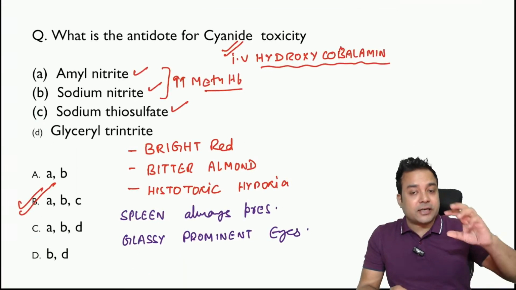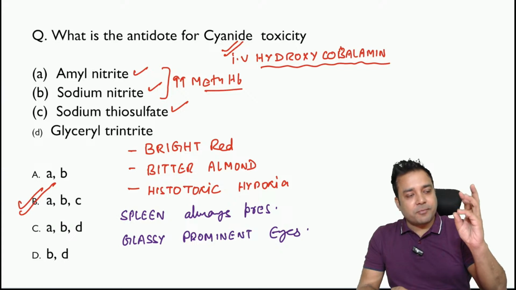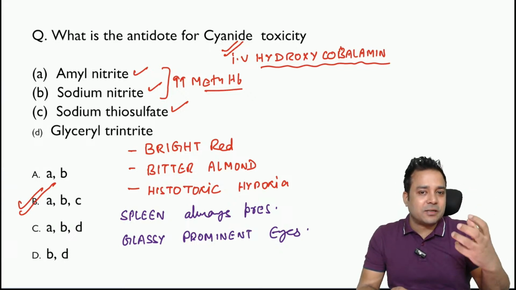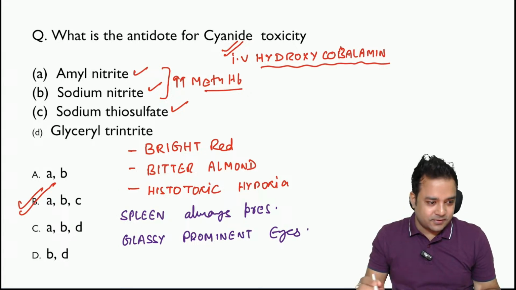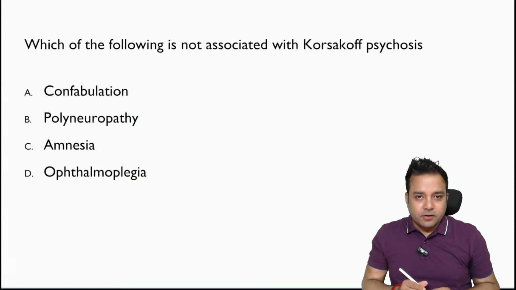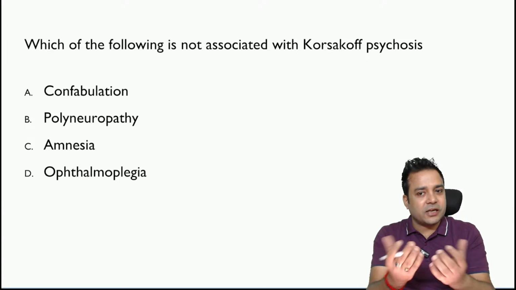Maximum chances of detection of cyanides is from splenic sinusoids. Along with stomach, intestine, liver and kidneys, spleen will always be preserved because of this simple fact. Let us move ahead. This is also a one-liner question, and from here questions come every year. From here you get a question every time.